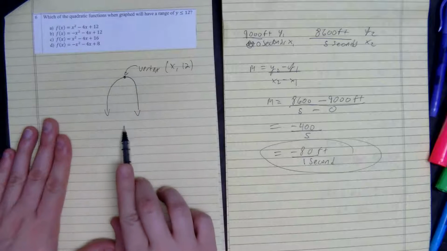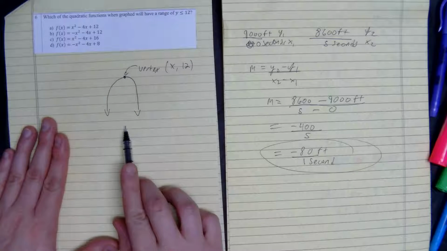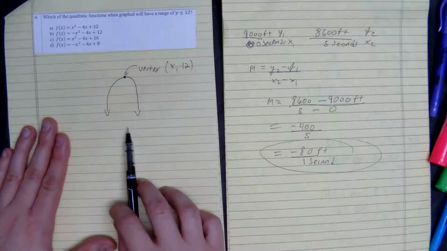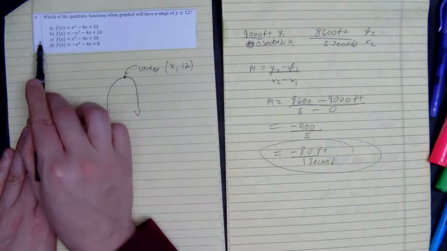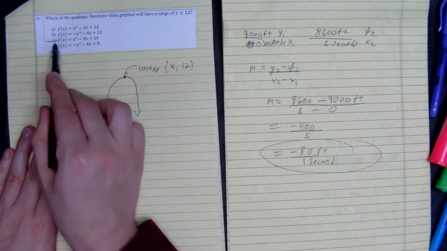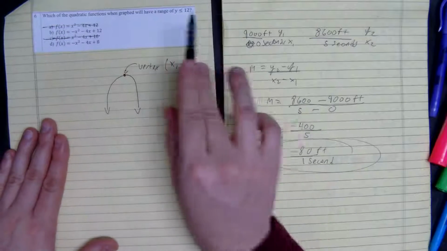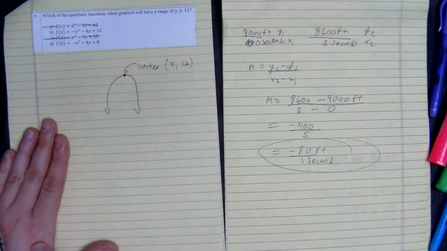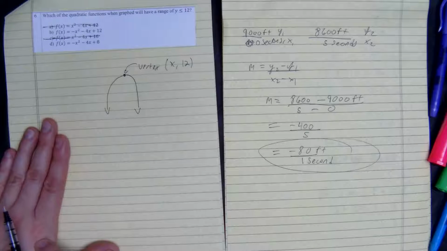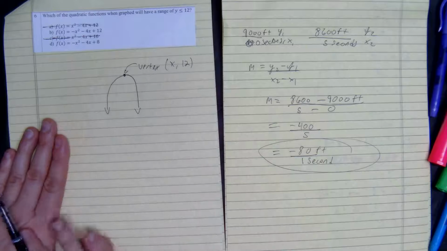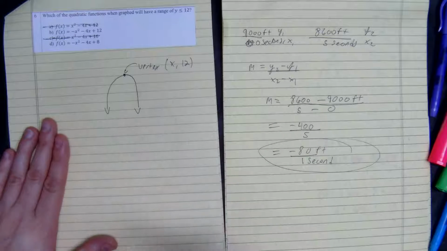Since it's facing downwards, it has to be a negative quadratic. So I can cross out C and A, because the lowest point there should be the other way around. So I'm trying to look at what it's going to be right here when the y value is 12. The way you could check it is just plug 12 into both of them.